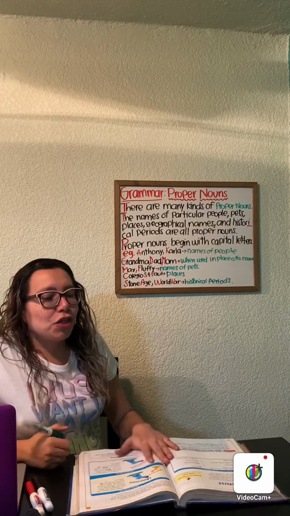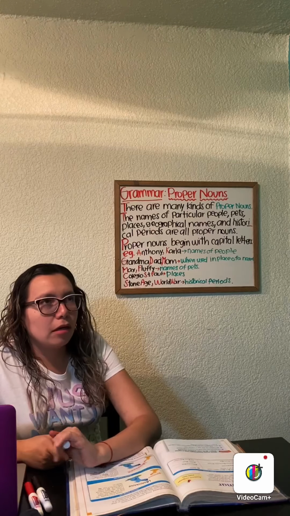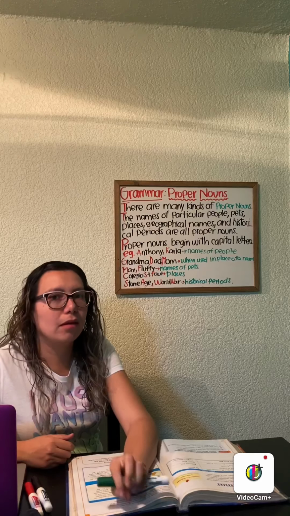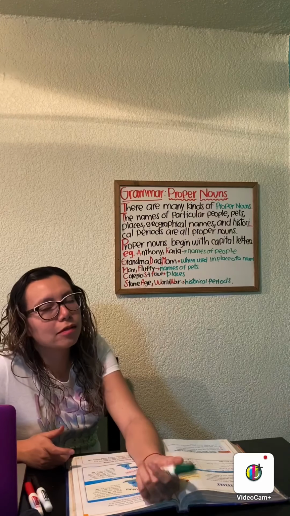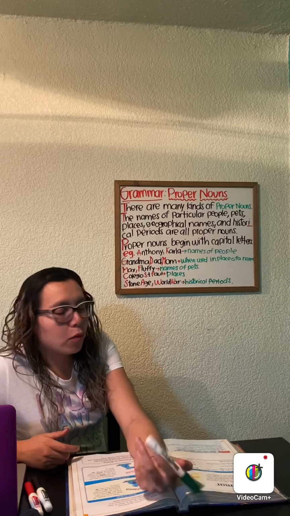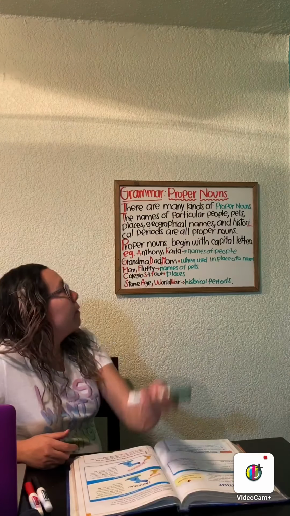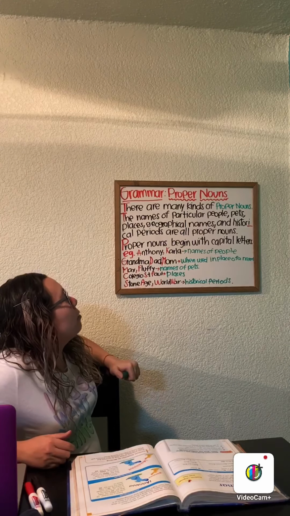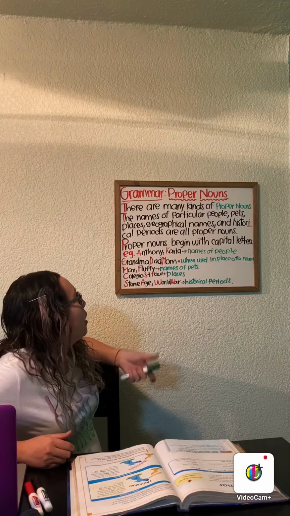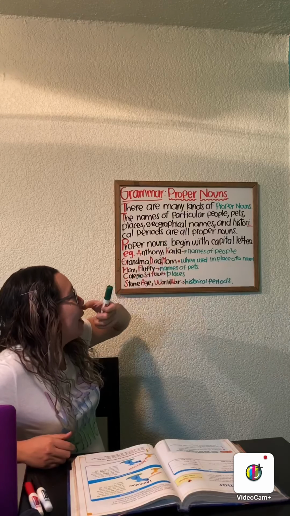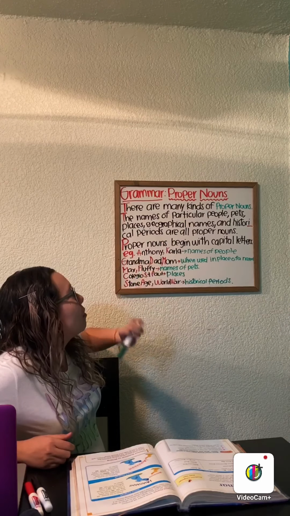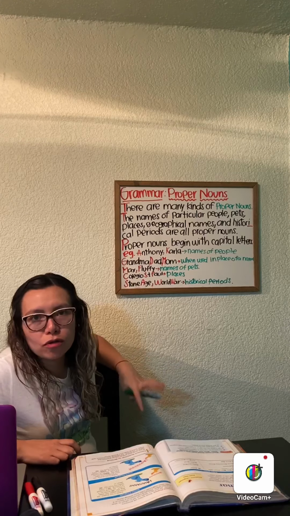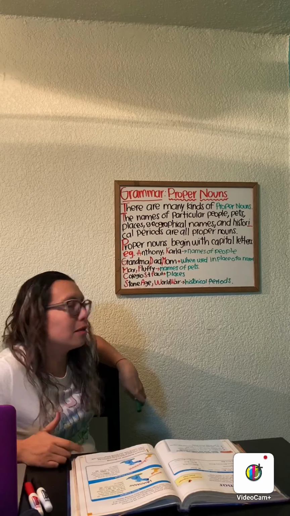Okay, let's finish with grammar. Last week we were working with plural nouns, and we are going to continue with nouns, but this time with proper nouns, okay? There are many kinds of proper nouns. The names of particular people, pets, places, geographical names, and historical periods are all proper nouns. Son diferentes tipos de nombres propios, no solo los nombres de personas o animales.